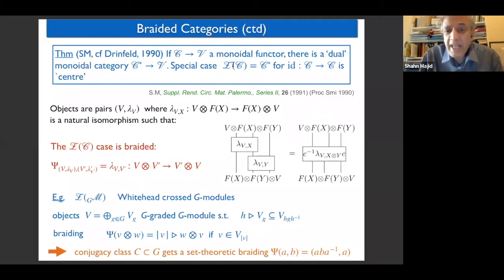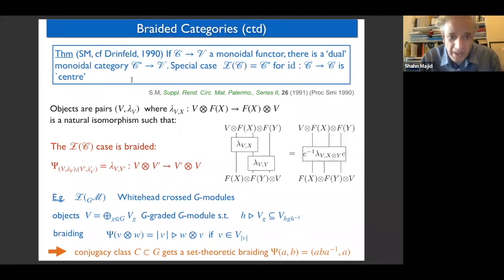And the special case when V is equal to C and F is just the identity, so the only data is just a monoidal category, that's called the center Z of C. And the general construction appeared in my paper here, and the history of that is that when my preprint came out in 1990, Drinfeld wrote me a letter saying he was aware of the special case.